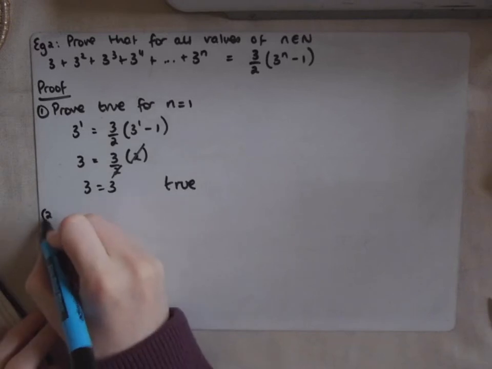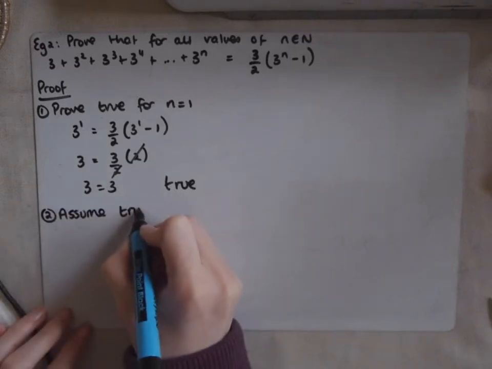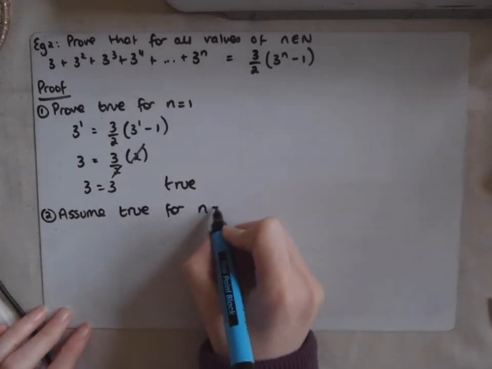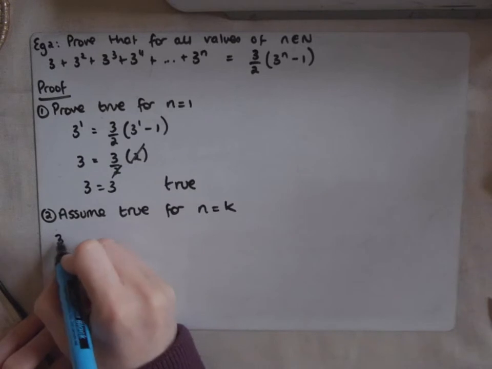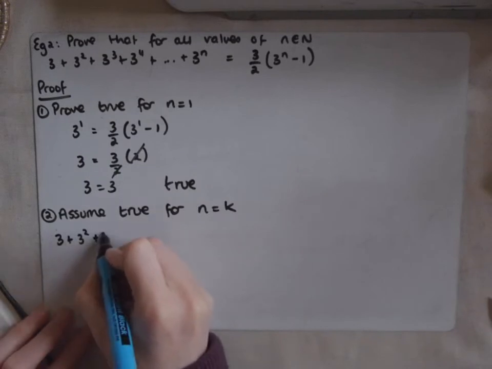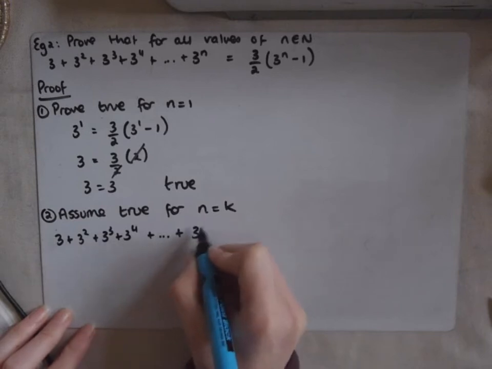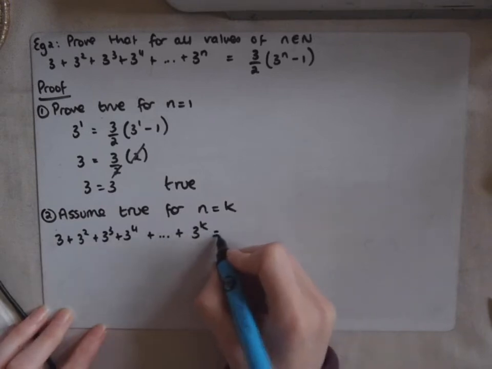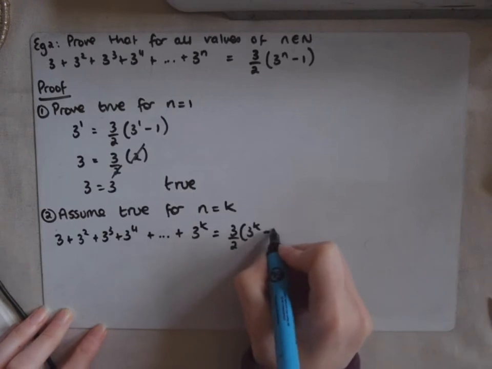Number 2, assume true for n is equal to k. So that just means you write out your series, but instead of n, you're putting k. And same on this side, instead of n, you're putting k.